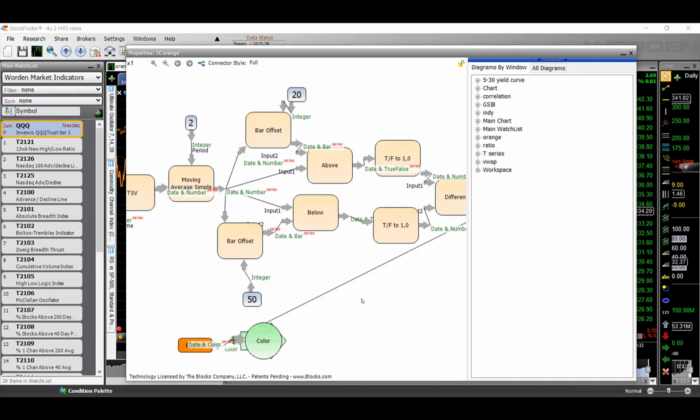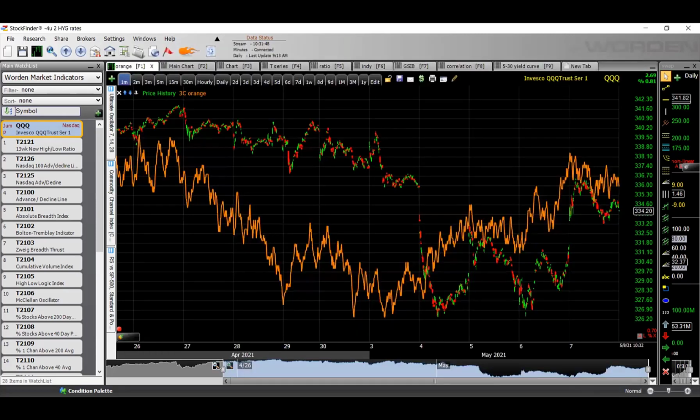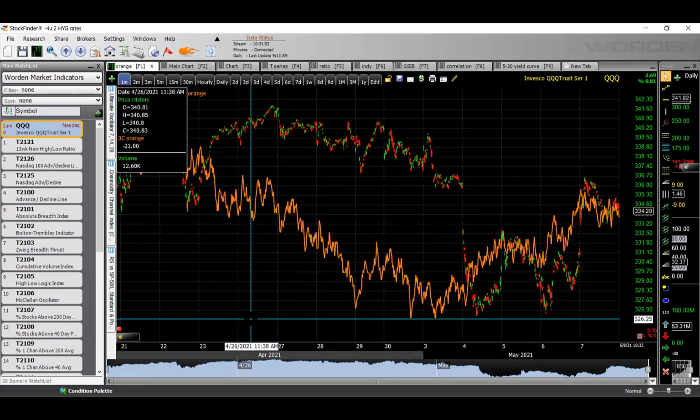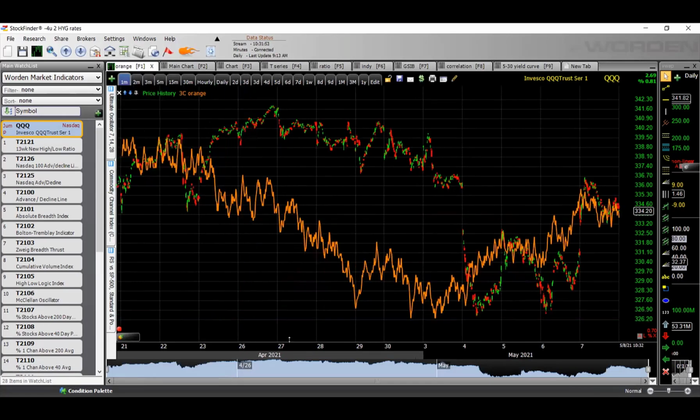I'm sorry. I'd like to take you back to the 1 minute QQQ chart that you've been using with your 3C on it, to the April timeframe, April 26th, 27th area, right in there. Okay. So my question to you is this.